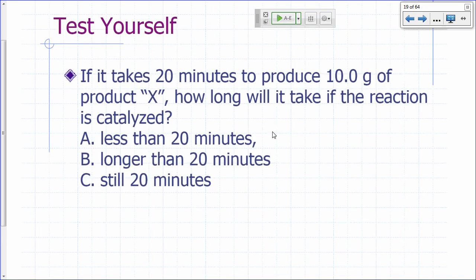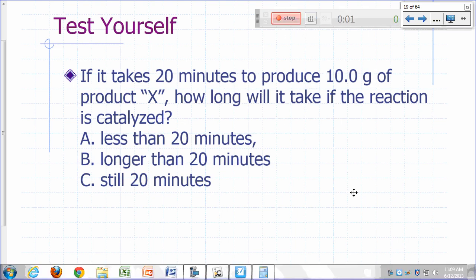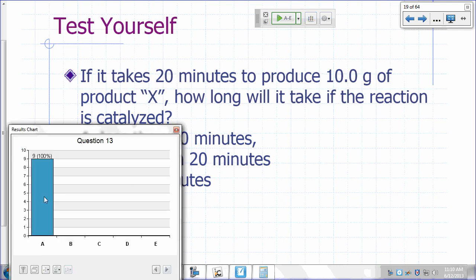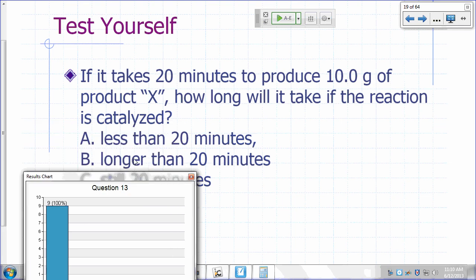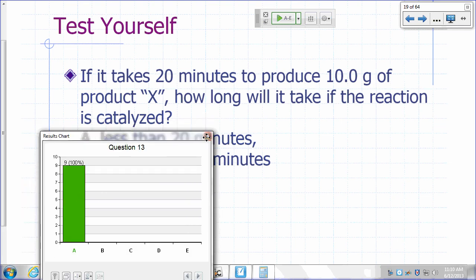Okay. If it takes 20 minutes to produce 10 grams of product X, how long will it take if the reaction is catalyzed? Less than 20 minutes, longer than 20 minutes, still 20 minutes? Okay, what does a catalyst do? Speeds up a reaction. When you speed up a reaction, what are you doing to the time? Shorter time, right? So it's going to take less than 20 minutes. Okay.